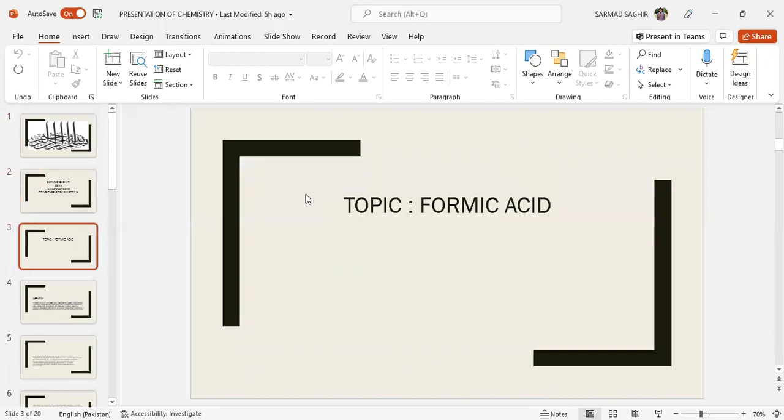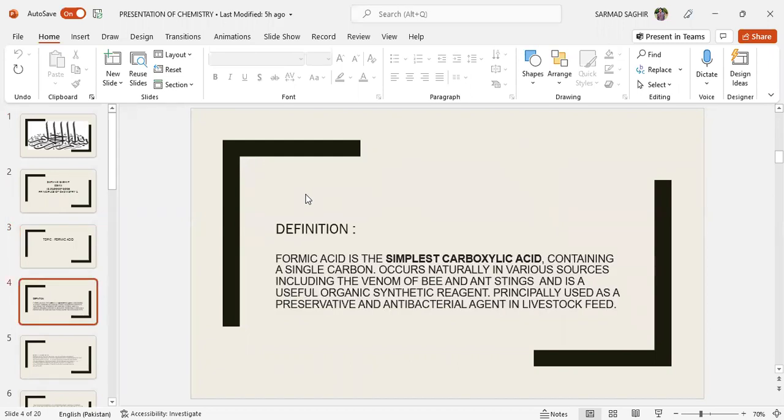The topic which we're going to discuss today is formic acid. The definition of formic acid: formic acid is the simplest carboxylic acid containing a single carbon, occurs naturally in various sources, including the venom of bees and ant stings, and is a useful organic synthetic reagent, principally used as a preservative and antibacterial agent in livestock feed.